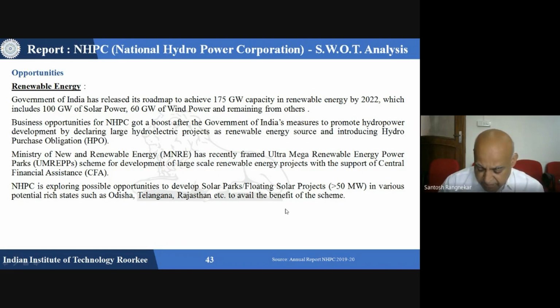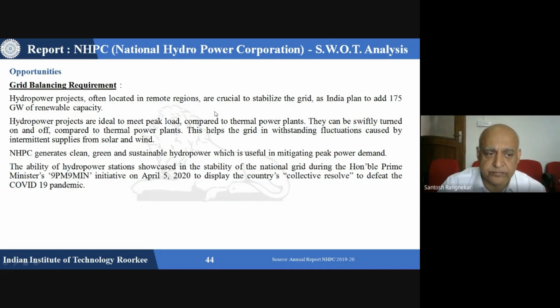Now we will come to another opportunity, that is the grid balancing requirement. Hydropower projects, often located in remote regions, are crucial to stabilize the grid, as India plans to add 175 gigawatt of renewable energy.